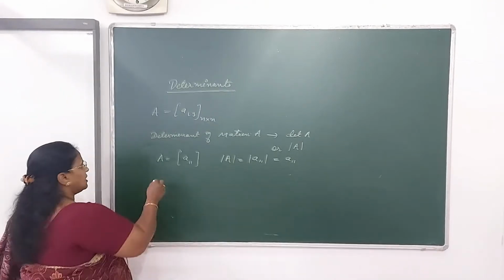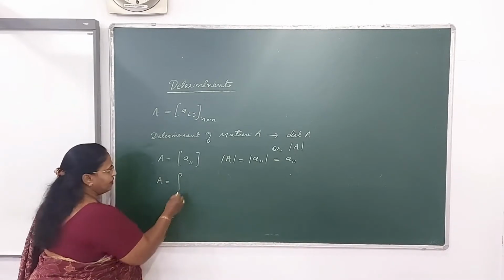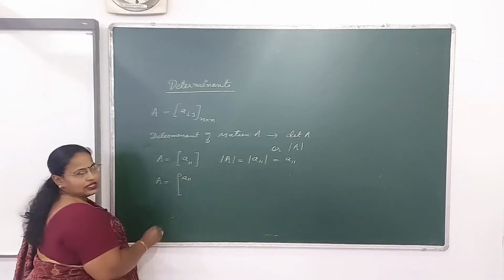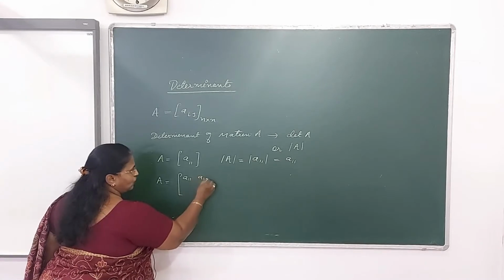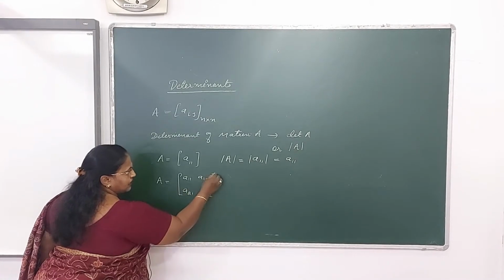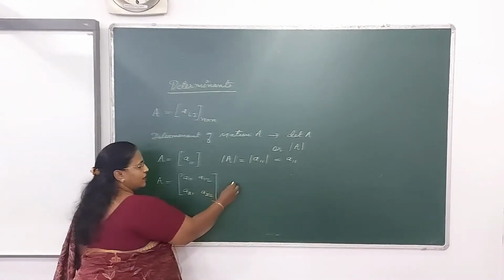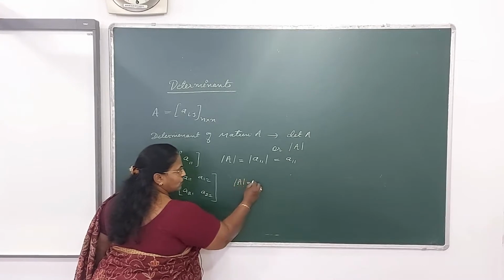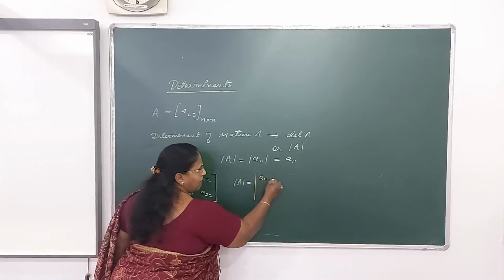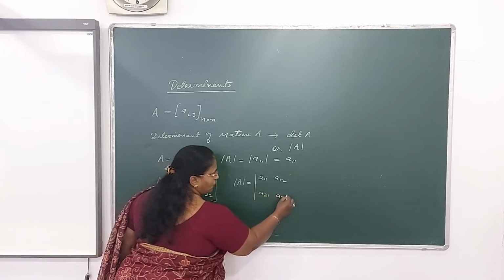Likewise, consider a square matrix of order 2. So the rough structure you know very well. How to write it down? This is A11, A12, second row, A21, A22. This is a square matrix of order 2. So determinant of A will be equal to determinant of A11, A12, A21, A22.